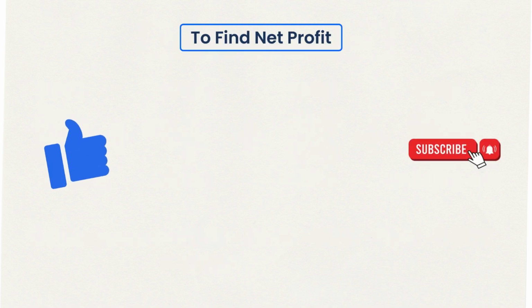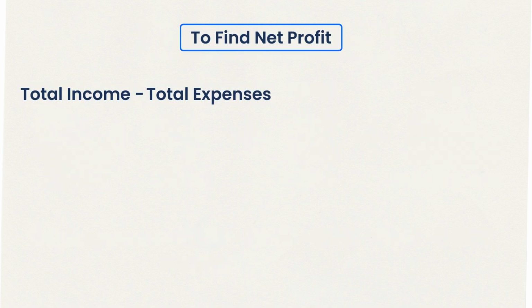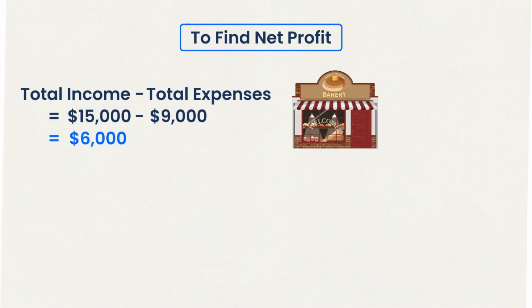To find your net profit, you subtract the total expenses from the total income. So your net profit would be $15,000 in income minus $9,000 in expenses, which gives you $6,000. This means your bakery made a net profit of $6,000 for the month.